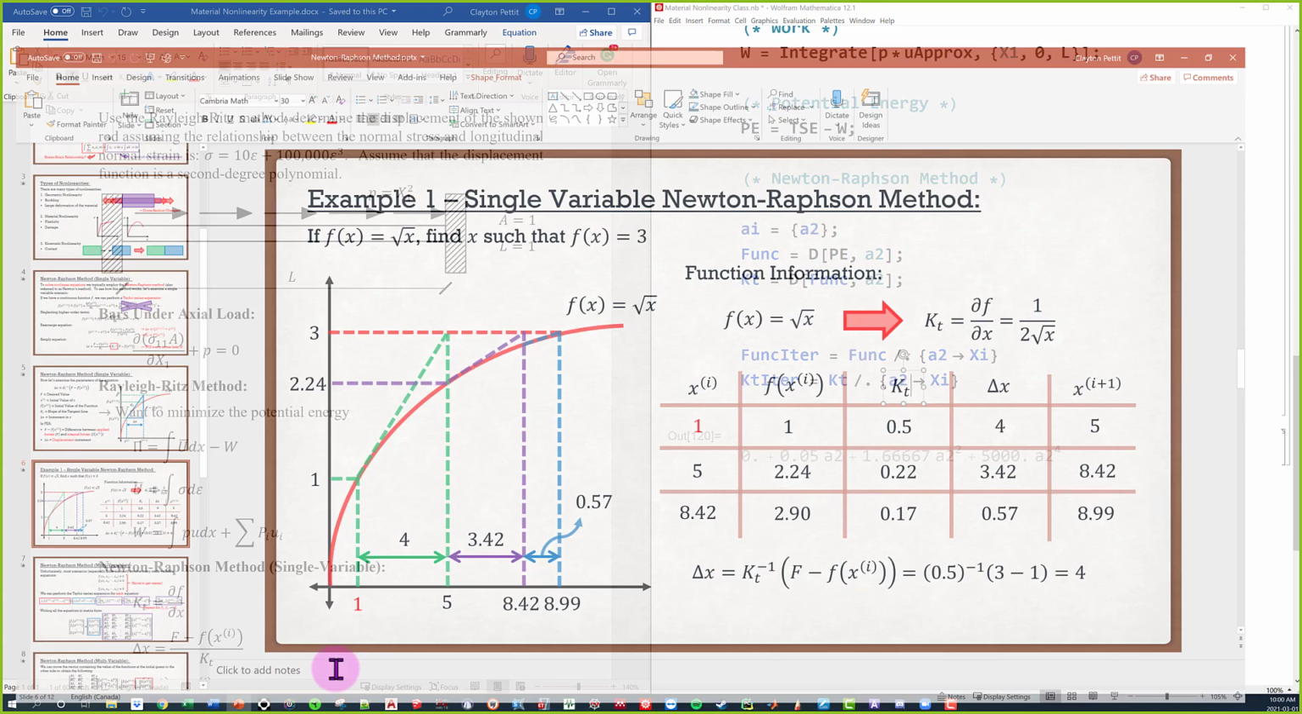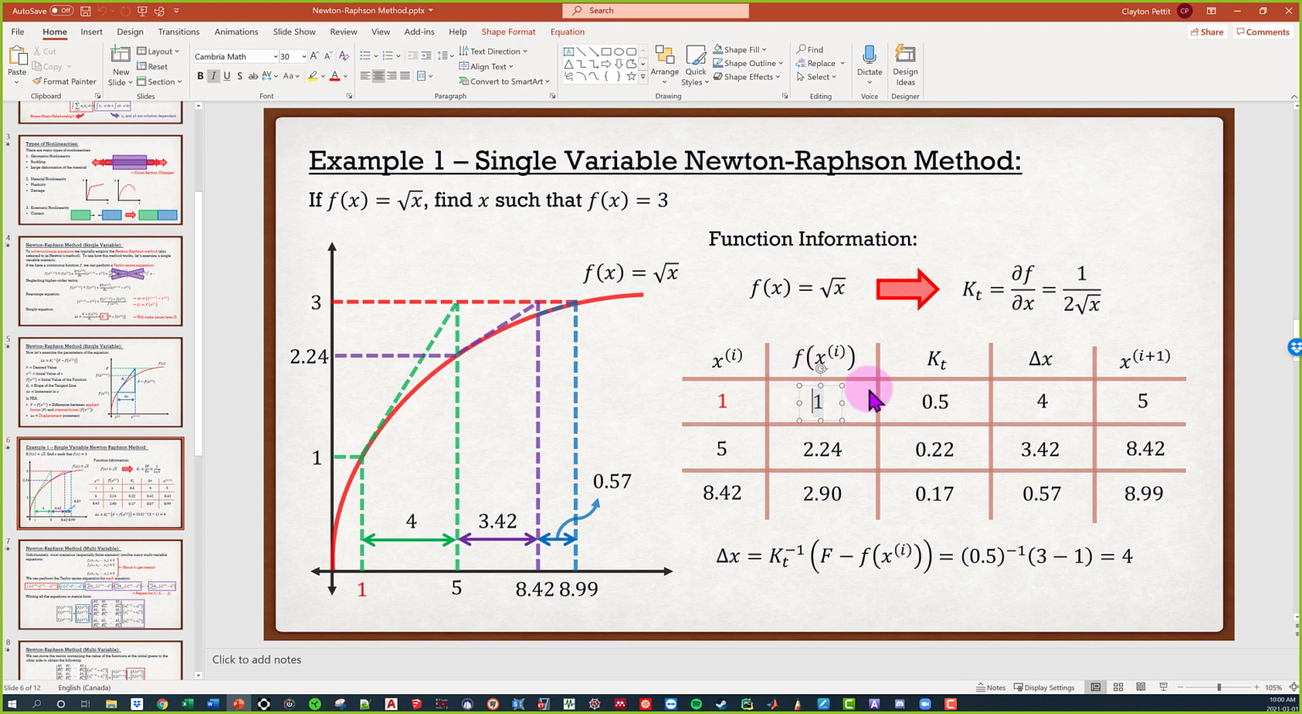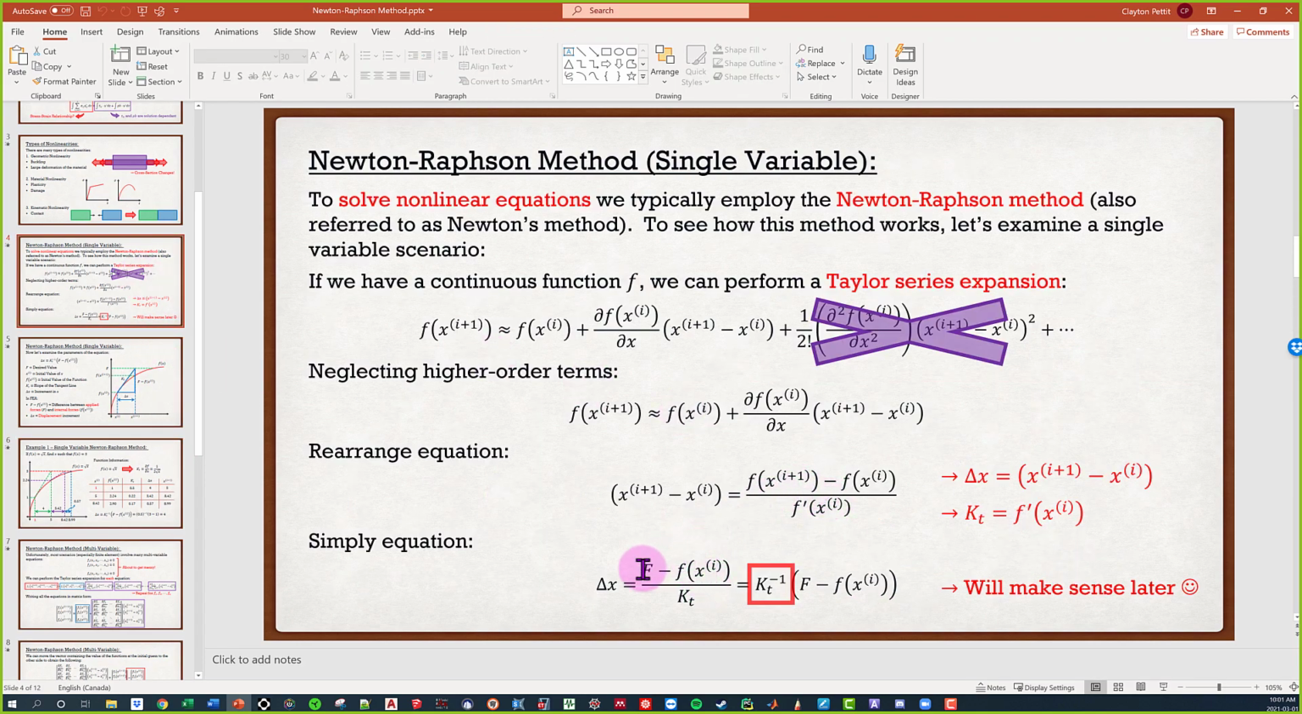Perfect. So now that we have both f of xi and kt, we said that we can actually solve for what our delta x is, and we have a nice formula right here. So we can go to the more simplified formula right here. In this case, what is f for our particular case? Zero. Exactly. It's going to be 0. So our delta x is actually just going to be negative f of x divided by kt.